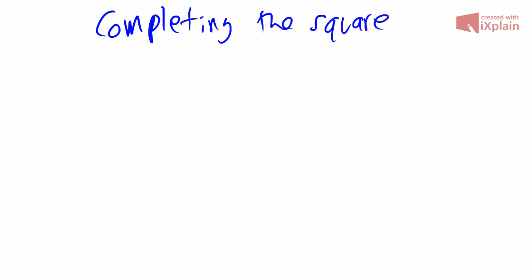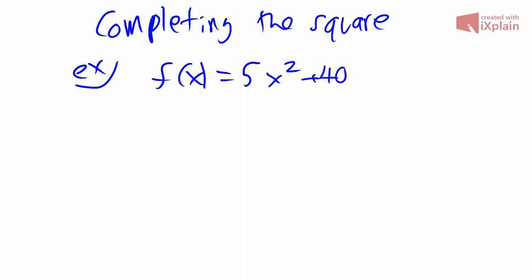All right, so let's check out an example when we have it written in standard form, but we want to get it into vertex form, and that will require completing the square. Okay, so let's start with an example here. f of x is equal to 5x squared plus 40x plus 1. Okay, so this is not in vertex form, and it's not already a square.